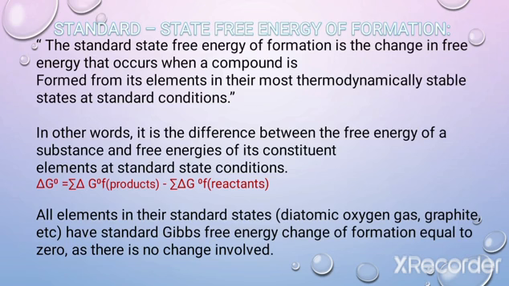So the formula of standard state free energy of formation is delta G naught F of products minus delta G naught F of reactants. All elements in their standard states, elements like diatomic oxygen gas, graphite, etc., have standard state free energy change of formation equal to 0. That is, their value of delta G naught F is 0, as there is no change involved.